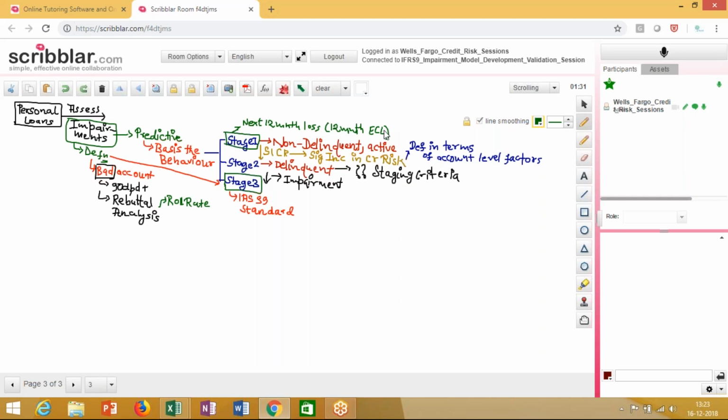And impairment, what's the difference between impairment and delinquency? Impairment is a bad definition, a default-like definition. And delinquency is a case when you miss a payment. If I become delinquent for a consistent period of time, then I become impaired.